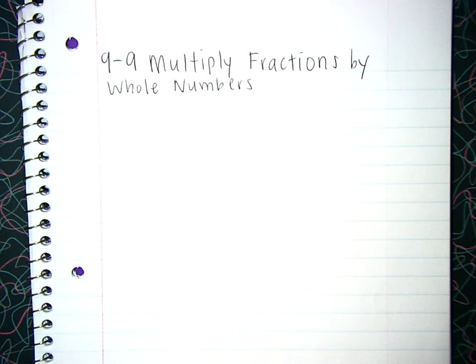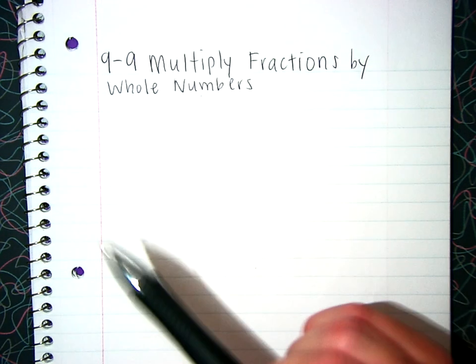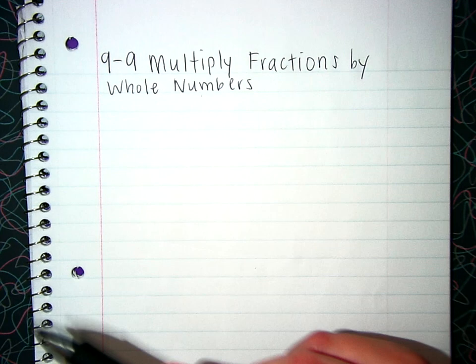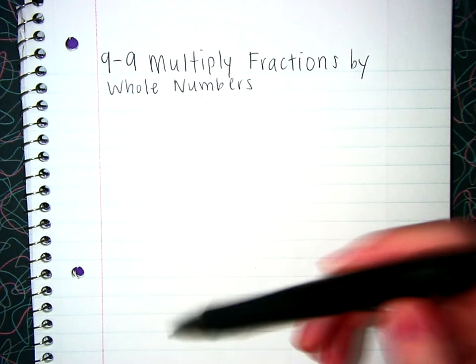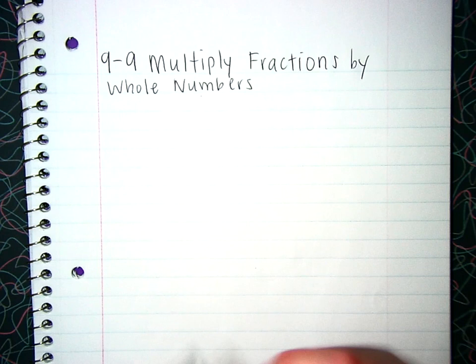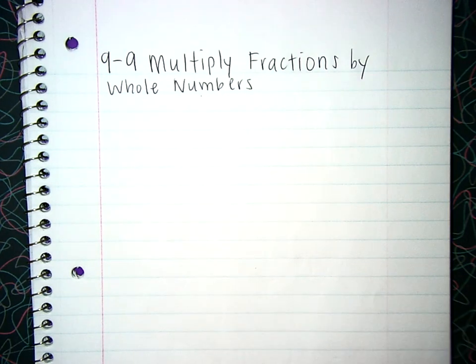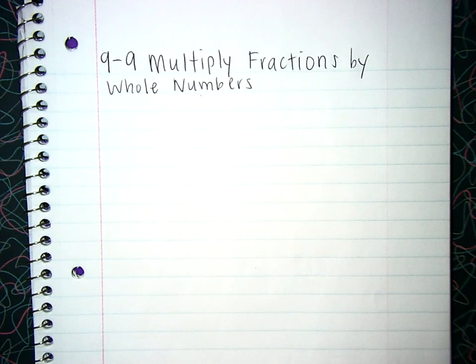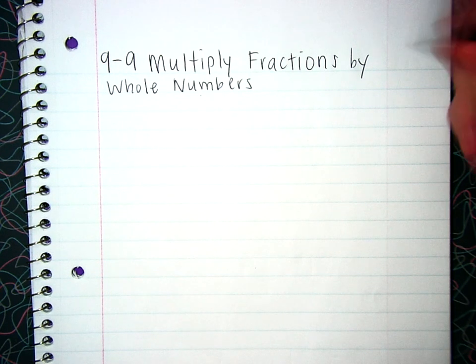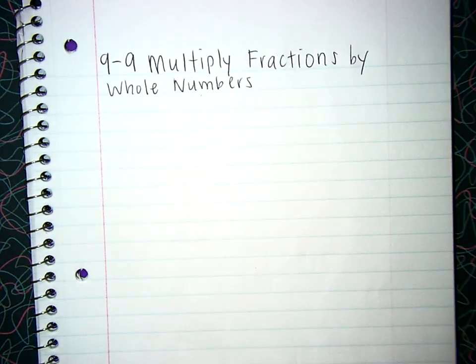You obviously know what a fraction is. It has a numerator and denominator by whole numbers. A whole number is any whole number. So 1, 2, 3, 4. As long as you go on and it's not a decimal or it's not a fraction, a whole number. So there can be many whole numbers. So multiplying fractions by whole numbers is actually quite easy, but let's go ahead and do an example.